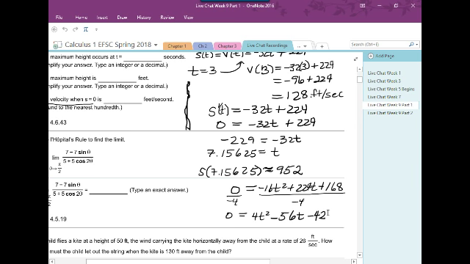And then the next thing we need to do is to solve that quadratic equation. We could try to use factoring, or we could use the quadratic formula.